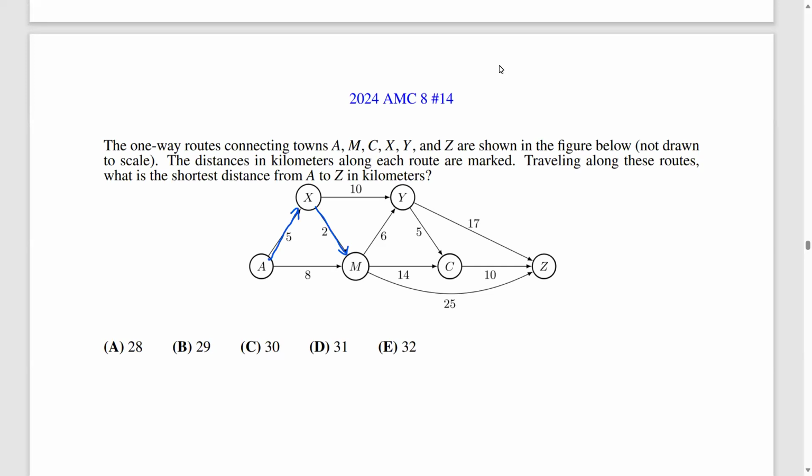Now from M, we can go directly to Z with a 25-kilometer route, but a slightly better way is to go from M to C to Z. This will take 24 kilometers instead of 25. However, this is not optimal. The optimal solution is to go from M to Y to C, and then finally to Z.